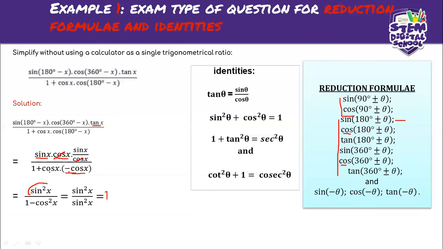Then on the denominator we have cos x multiplied by negative cos x. It gives us negative cos squared x. Right? Then we are going to use the identity. We can now change 1 minus cos squared x. We all know that 1 minus cos squared x equals sine squared x. So instead of this, we just write sine squared x. Then this and this give us positive 1.